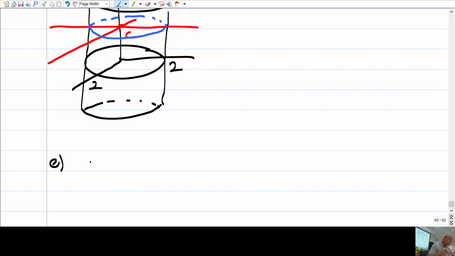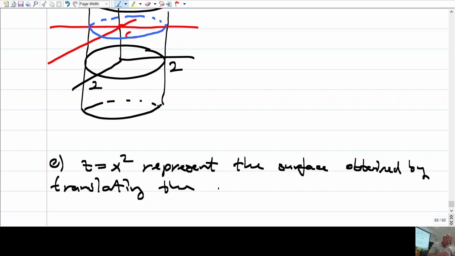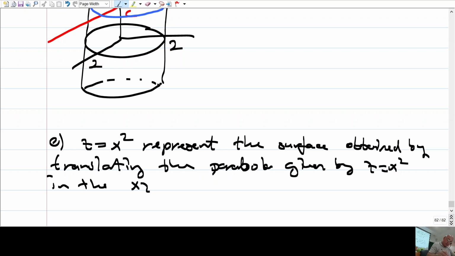What about this one? This represents a surface obtained by translating the parabola given by z equals x square in the xz plane along the y axis.